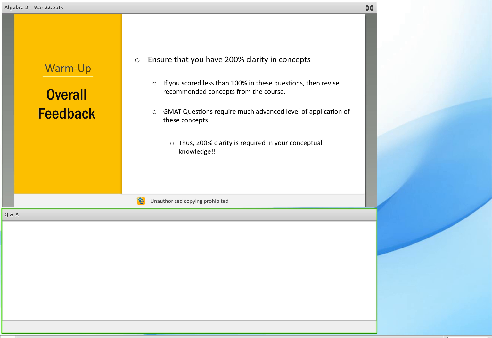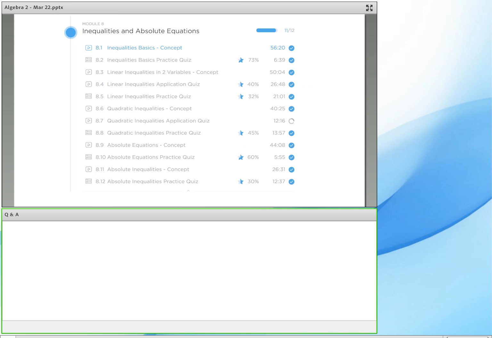There's another way of doing it, but the thing which is really important is that you ensure that you have absolutely 200% clarity in concepts. And if you faltered on these questions, I want to make sure that if you're an e-GMAT student, you revise some concepts from the course. If you're not an e-GMAT student, make sure you take a look at the free trial so that you get a grounding in this. Because as we move forward, we're going to increase the amount of application that we do. We increase the amount of logical thought process that we do as we proceed towards 600 level questions, as well as from there on 700 level questions.